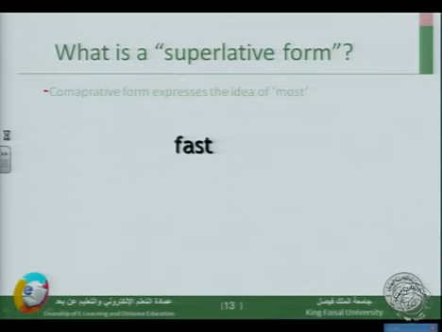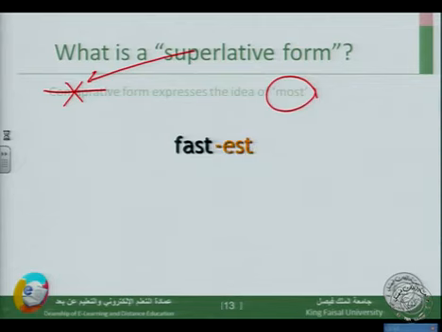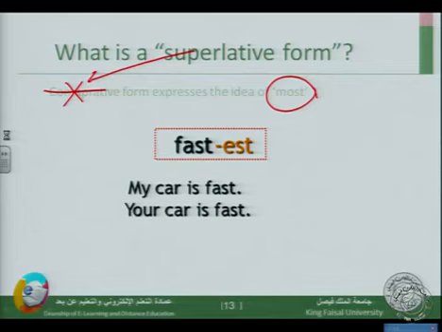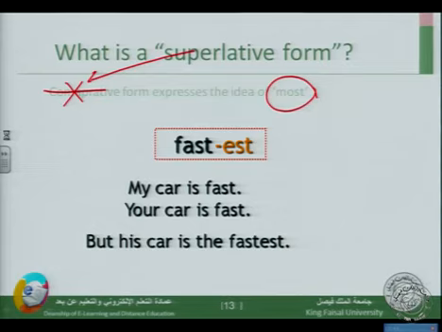What is a superlative form? Superlative form expresses the idea of most. بينما الcomparative expresses the idea of more. لاحظوا الآن الفرق. With the superlative, what is the superlative form of fast? Fast is one actually long syllable. So we say fastest. My car is fast. Your car is fast. But his car is the fastest.